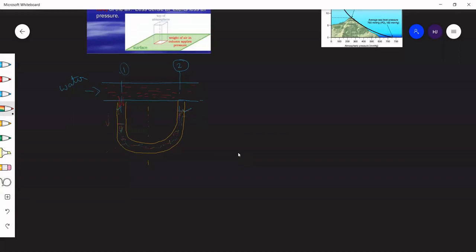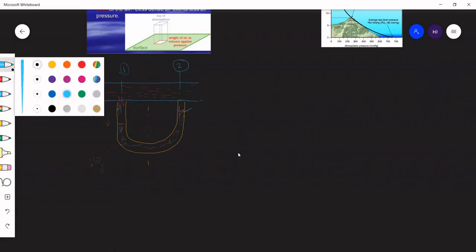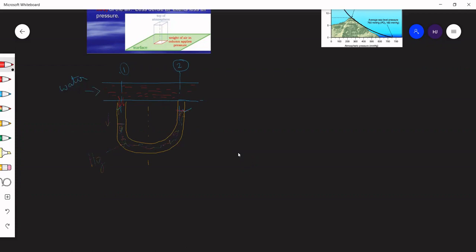Let me say this is mercury, and this is water. This is one level, and this is another level.